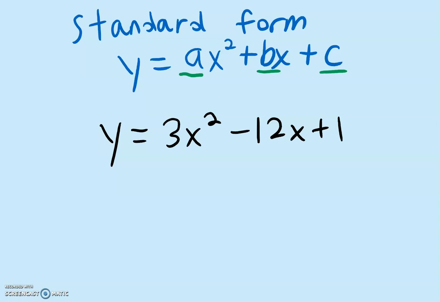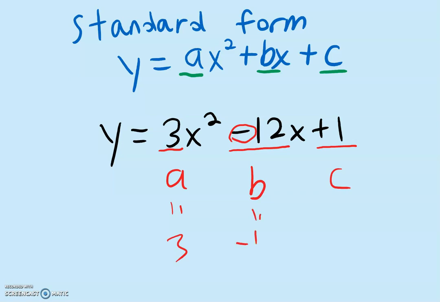So a will be the number that is being multiplied to the x squared, which is 3. So a is 3. B is with the x term. So b will be negative 12. So remember, this negative sign goes with b. And then c is going to be 1. So we have a is equal to 3, b is equal to negative 12, and c is equal to 1.